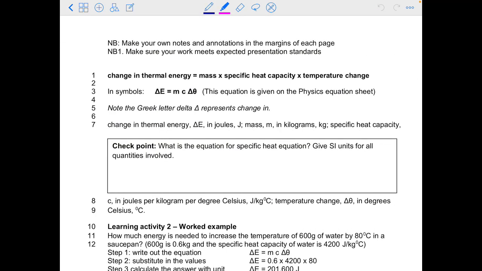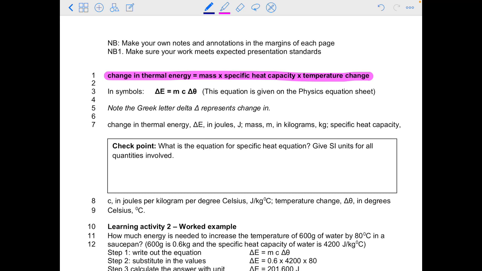So here is the equation that we can use to calculate how much energy it takes to heat something up. So the change in thermal energy is equal to the mass times the specific heat capacity times the temperature change.